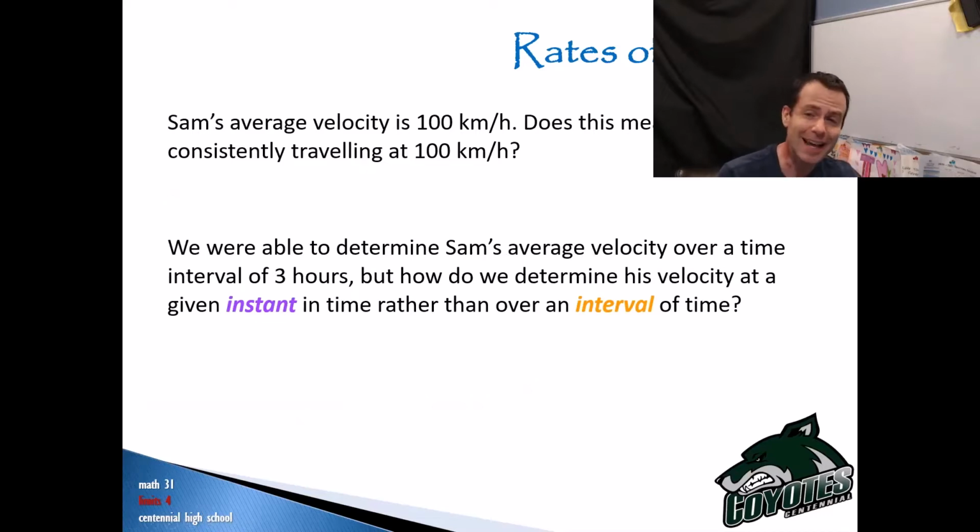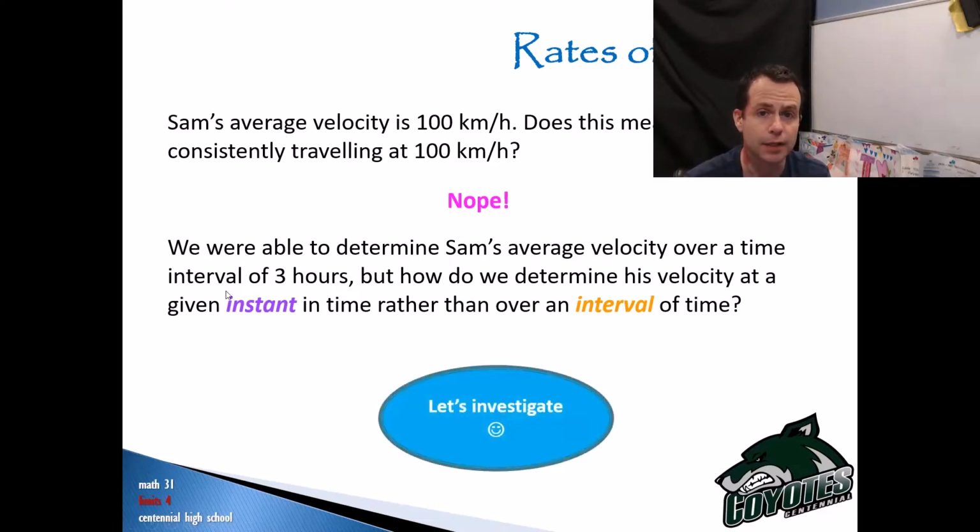Great. Does that mean Sam consistently was traveling 100 kilometers an hour? Absolutely not, right? There could be some moments in time where he was speeding and going 120 kilometers an hour. He could have seen a cop and gone down to 80 kilometers an hour, but on average, he did 100 kilometers an hour. So we were able to determine Sam's average velocity over a time interval of 3 hours, but how do we determine his velocity at a given instant in time rather than over an interval in time? Okay, so we're looking at instantaneous velocity now, okay?